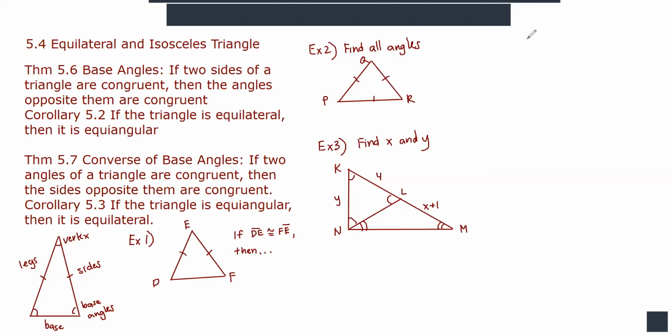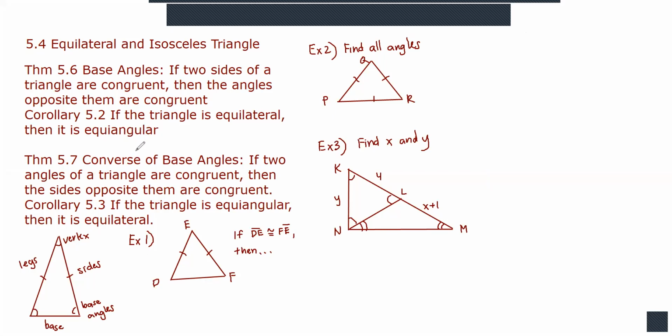This is chapter 5.4, Equilateral and Isosceles Triangles. Theorem 5.6 is the base angles theorem, which says that if two sides of a triangle are congruent, then the angles opposite them are also congruent. Corollary 5.2 says that if the triangle is equilateral, meaning all three sides are congruent, then it is equiangular, which means all three angles are the same.